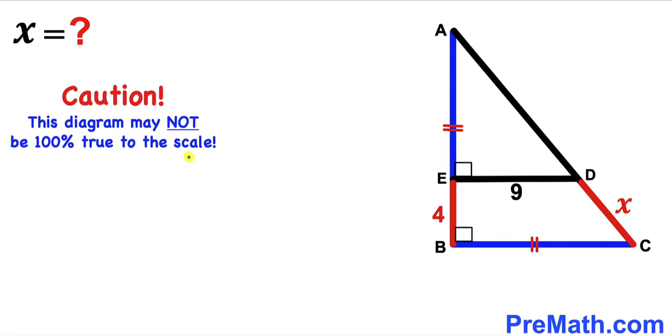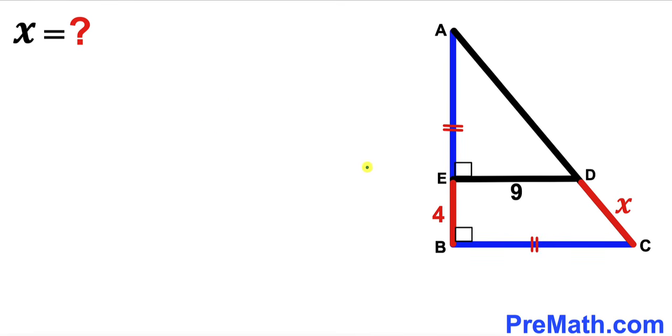Please keep in mind that this figure may not be 100% true to scale. Let's go ahead and get started. Here's our very first step. We know that segment AE length equals segment BC length. If I label this segment length as lowercase m, then BC segment length is going to be lowercase m as well. So the whole side AB length is going to be m plus 4.